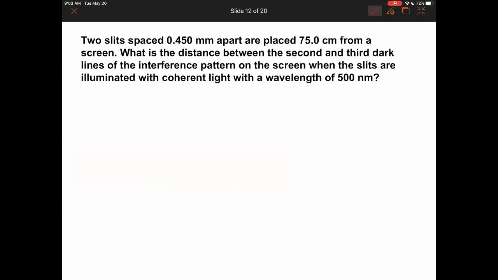All right, so let's now look at solving some problems. We have two slits, spaced 0.450 millimeter apart, placed 75 centimeters from a screen. What is the distance between the second and third dark fringe lines of the interference pattern on the screen when the slits are illuminated with coherent light with a wavelength of 500 nanometers?